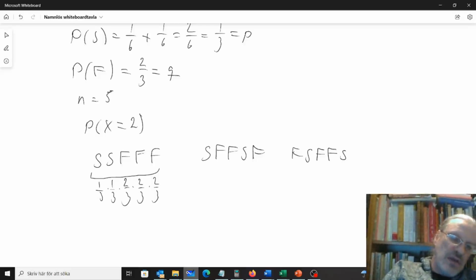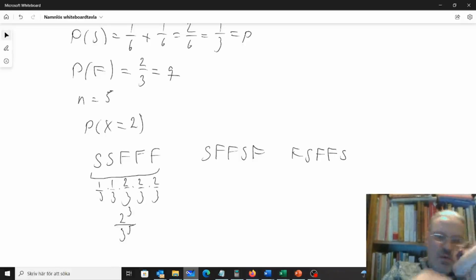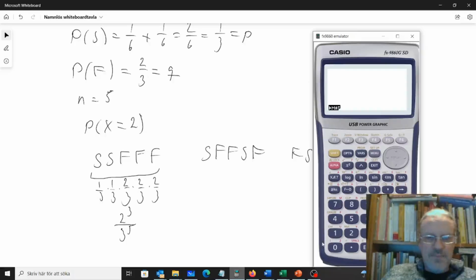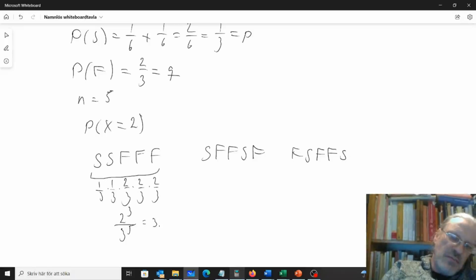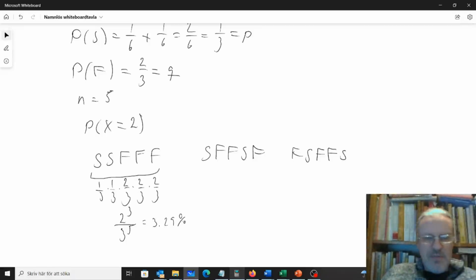You can see this then becomes 2 to the power of 3 divided by 3 to the power of 5. So we can take our calculator, and there we write 2 to the power of 3 divided by 3 to the power of 5. That will give us about 3.29%. So we write that here, 3.29%. So that is the probability that we will get success, success, fail, fail, fail.